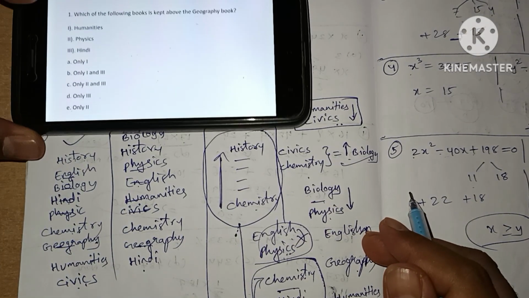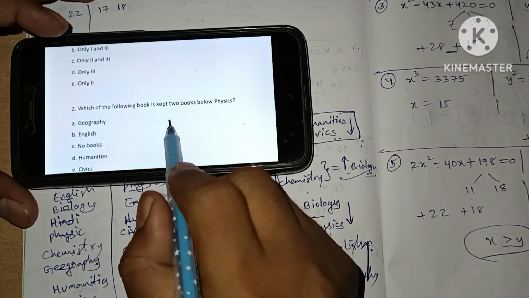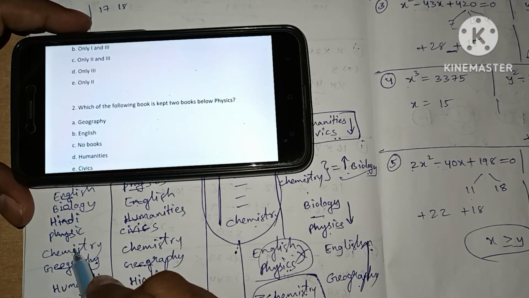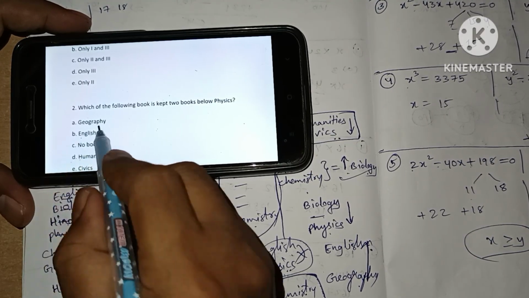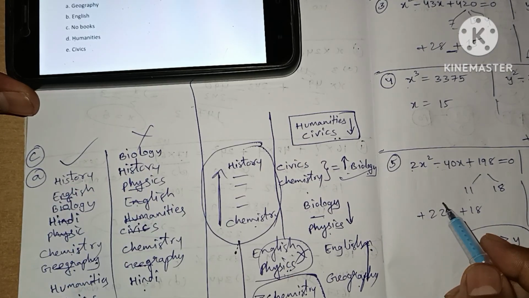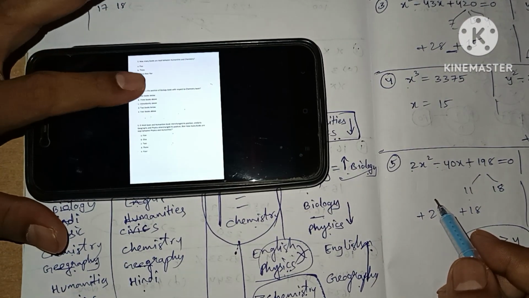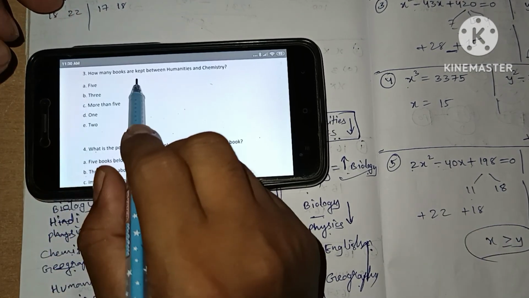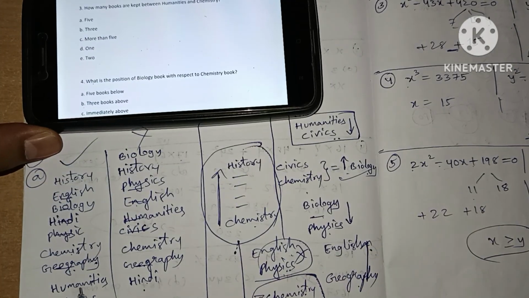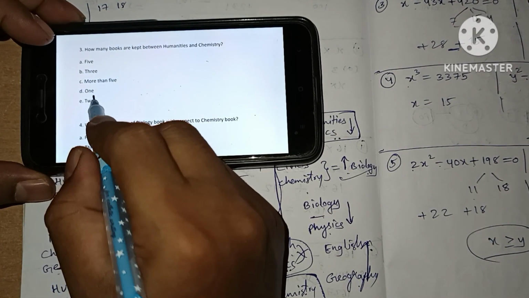Next one, which of the following book is kept 2 books below physics? 2 books below physics means 1 and 2, which is geography. So answer will be A, geography. Second one answer is A. Third one, how many books are kept between humanities and chemistry? This is humanities and this is chemistry. There is only one book. So answer will be option D, 1.